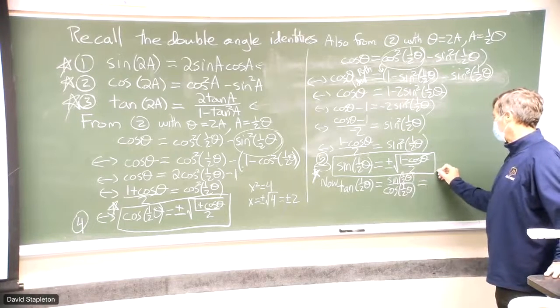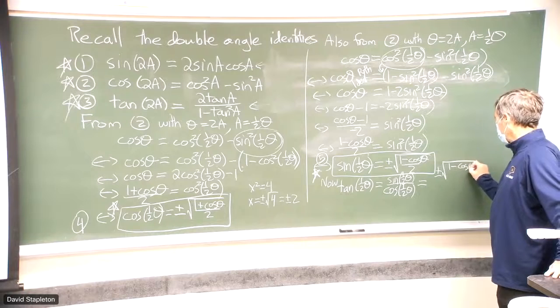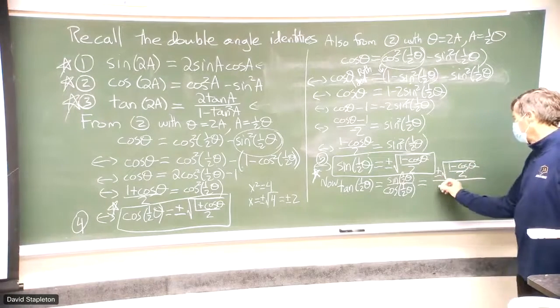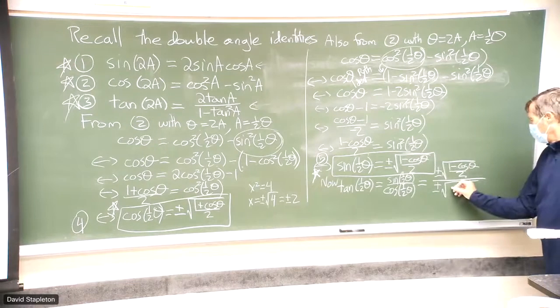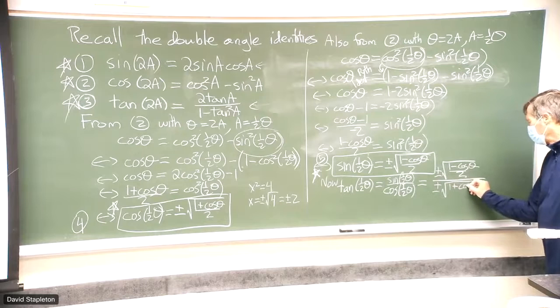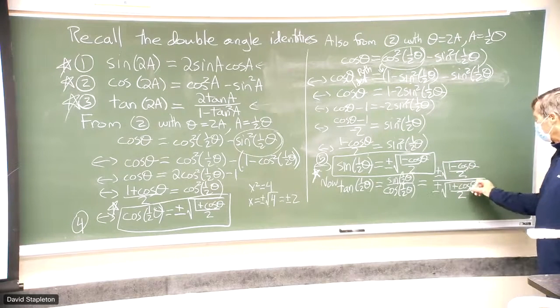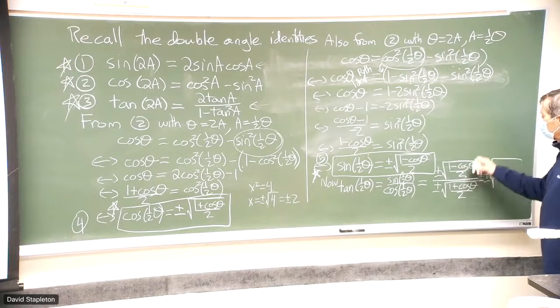So this is plus or minus the square root of 1 minus cosine theta over 2. That was sine of 1/2 theta. Divided by cosine of 1/2 theta, which is plus or minus square root 1 plus cosine theta over 2. Now you start to see these half angle identities are not actually so hard to memorize. You can write this now as a single square root. Right? Square root of the quotient is the quotient of square roots.